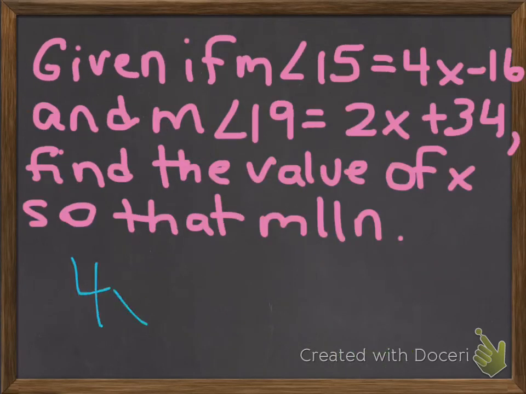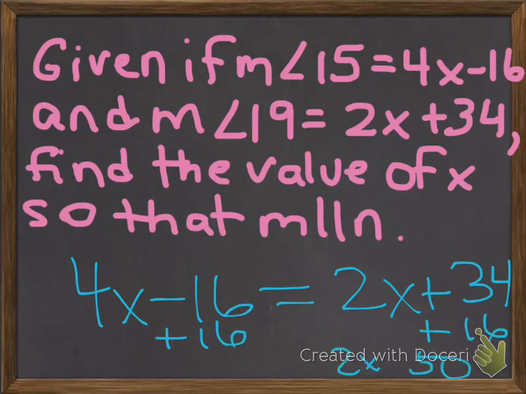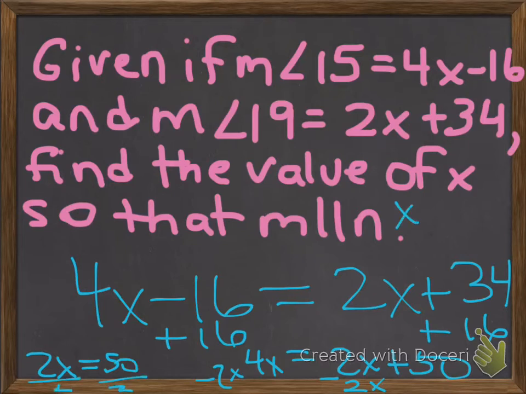So that's 4x minus 16 equals 2x plus 34. And we're going to solve for x. So we need to combine like terms. We get 2x equals 50, and we divide by 2. So x would be 25.